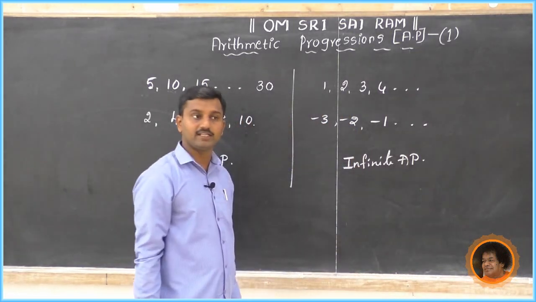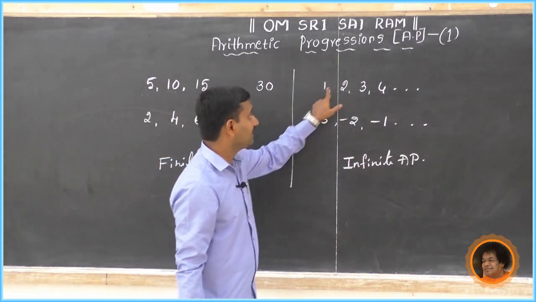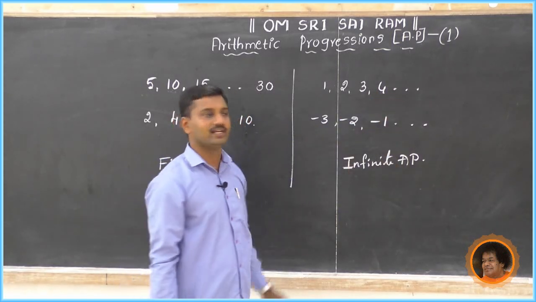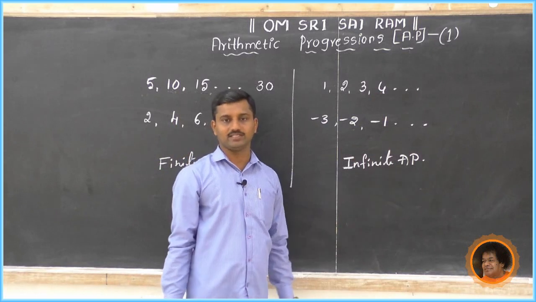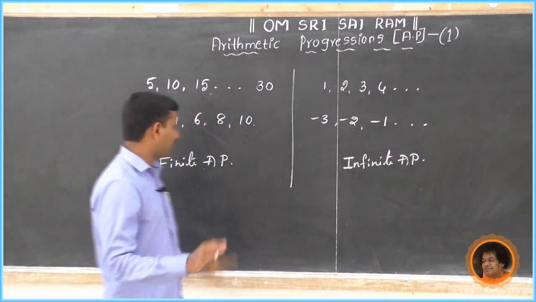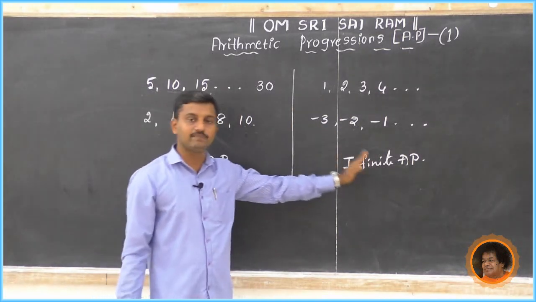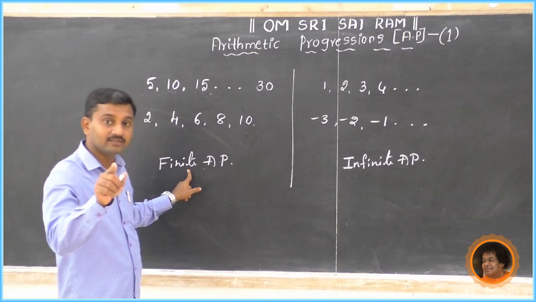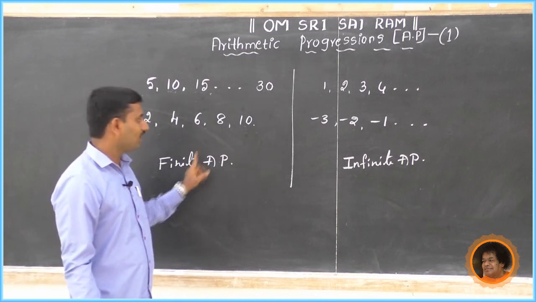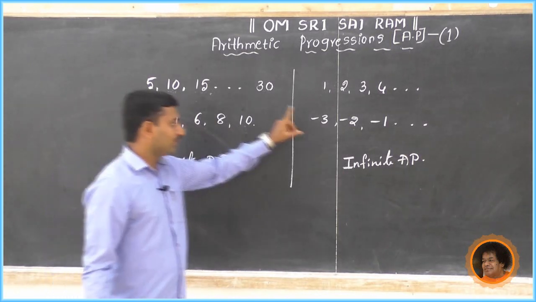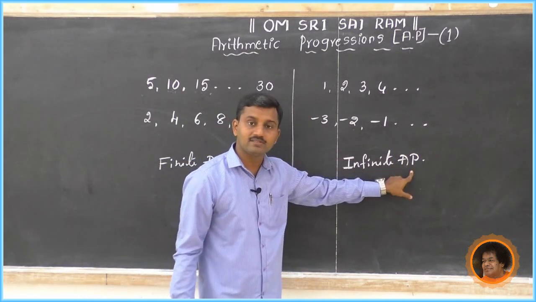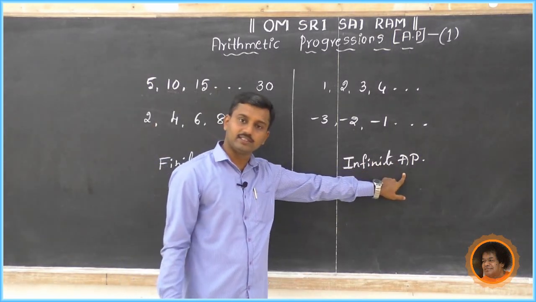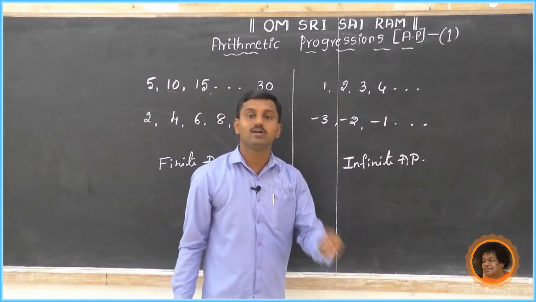How to define infinite arithmetic progression? An AP containing infinite number of terms is known as infinite arithmetic progression. So I think it is clear. So what is the difference between finite arithmetic progression and infinite arithmetic progression? Finite arithmetic progression means an AP containing finite number of terms, or it has a last term. Infinite AP means an AP containing infinite number of terms. So they do not have a last term.